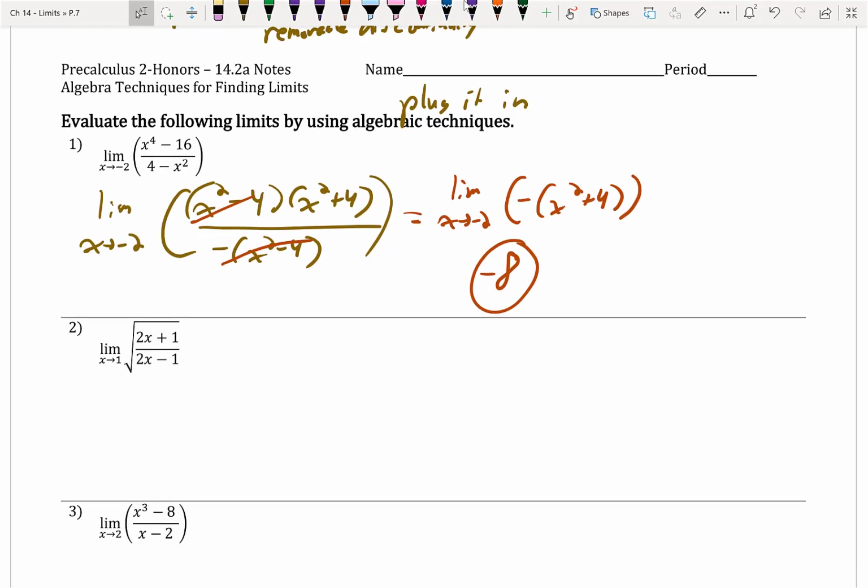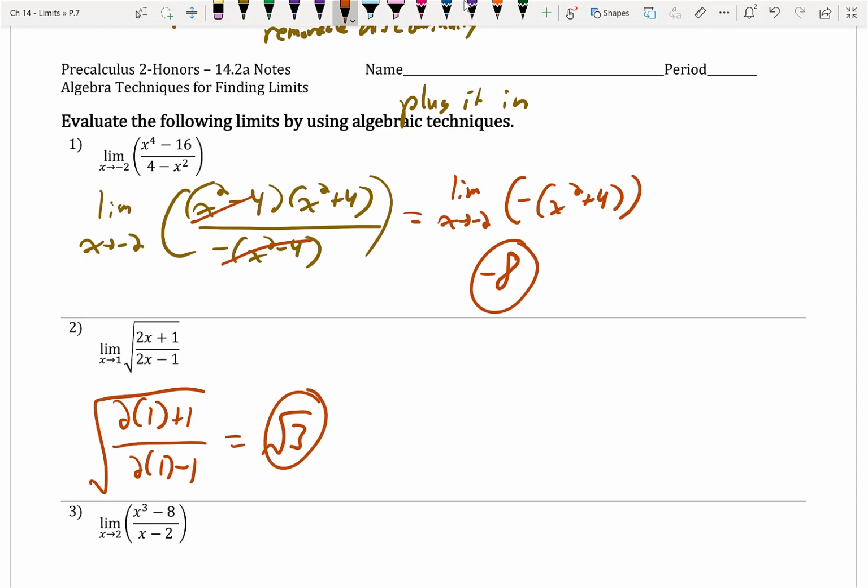Okay, so number 2, first step. Can you just plug it in? Don't go chasing waterfalls. Don't look for more complicated things when the simplest one might work. Always try plugging it in first. 2 times 1 plus 1 over 2 times 1 minus 1 in a radical ends up being radical 3.